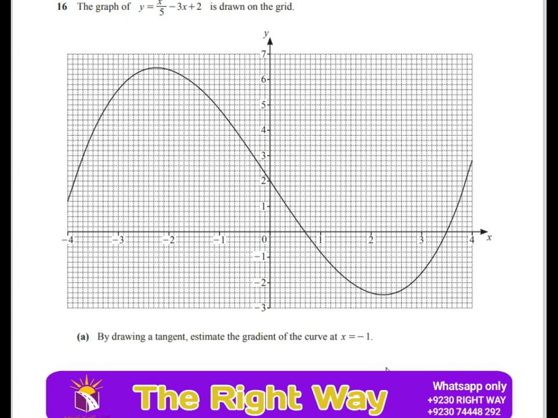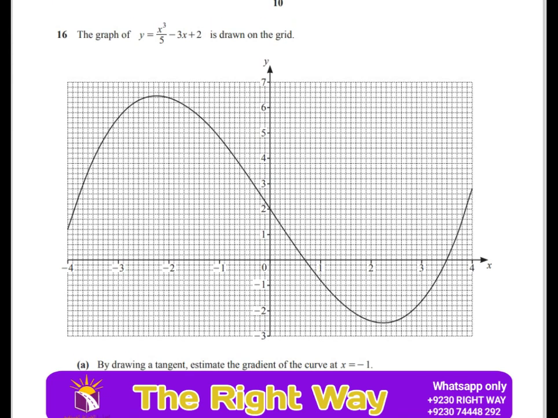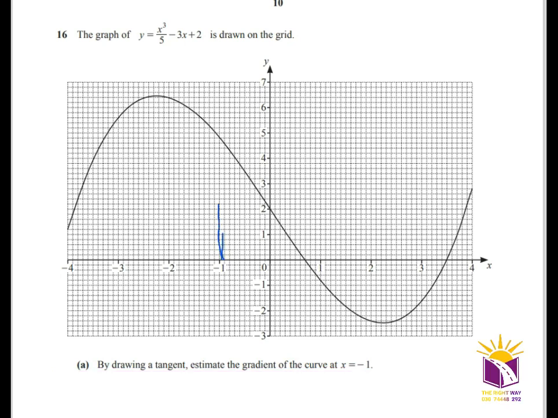Question number 16. The graph of y is equal to x cubed over 5 minus 3x plus 2 is drawn on the grid. By drawing a tangent, estimate the gradient of the curve at x is equal to minus 1. So where x is minus 1, at this point your x is minus 1. You are going to draw a tangent at this point, which will be a straight line like this over here. Now you are going to take 2 points and estimate the value of the gradient.